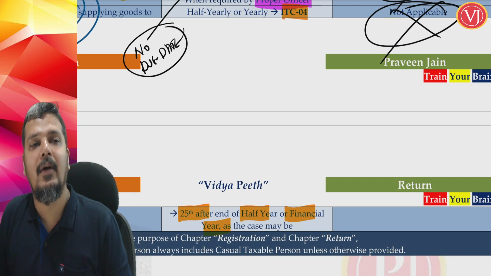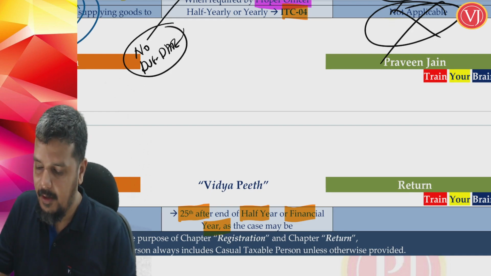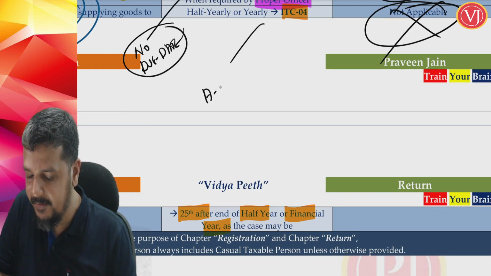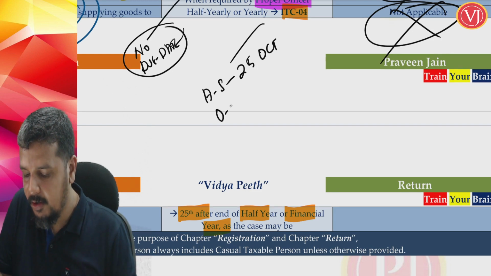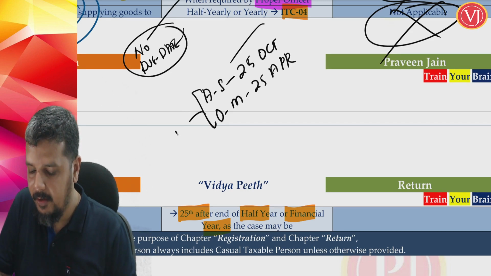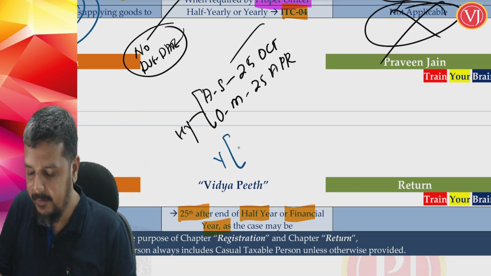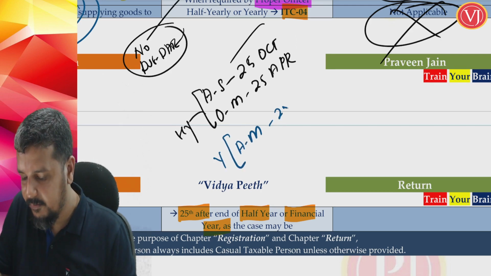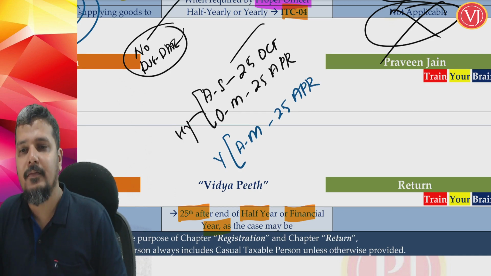Few persons are required to file this ITC 04 on a half yearly basis. If they are required to file on a half yearly basis, April to September, it is 25th of October. October to March, it is 25th of April. If they are required to file on a yearly basis, April to March, it is 25th April of the next financial year.